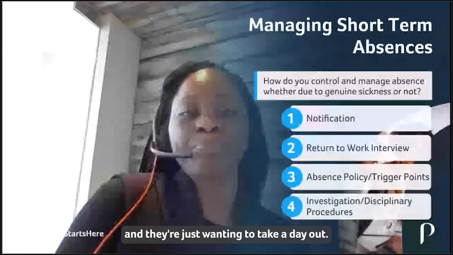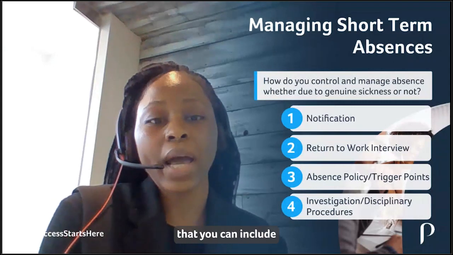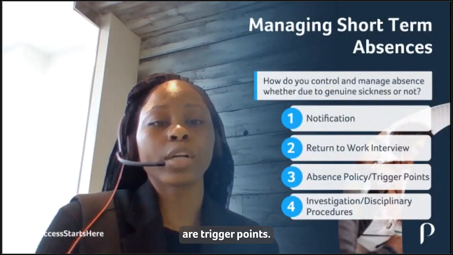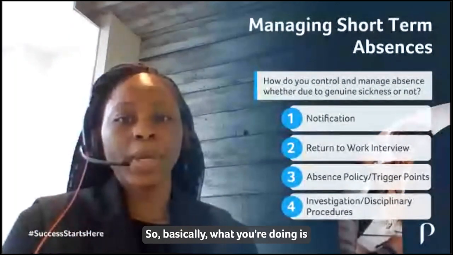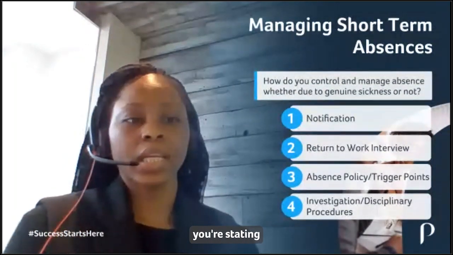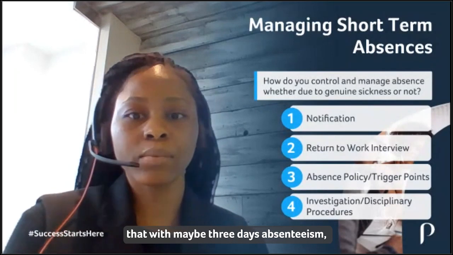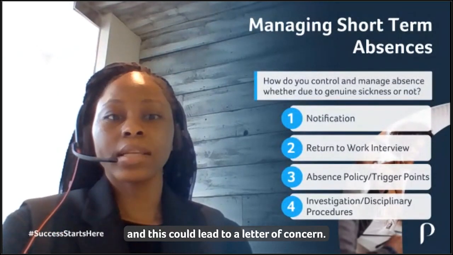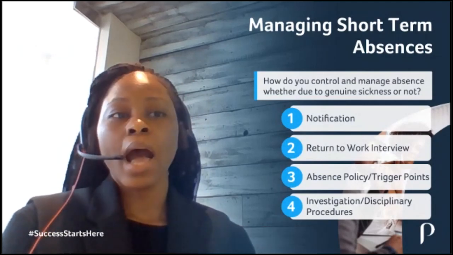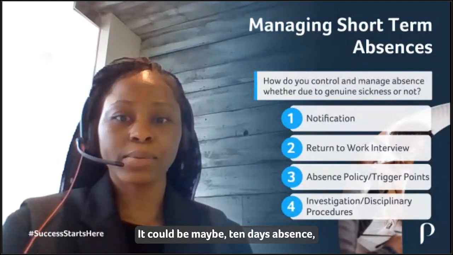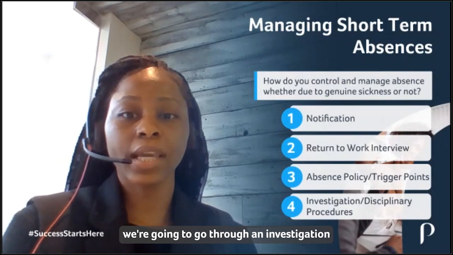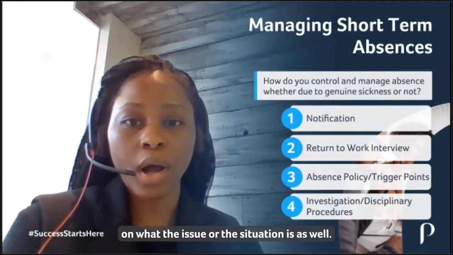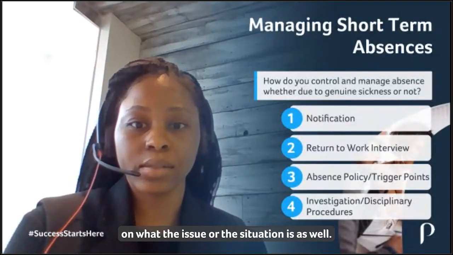Another thing that you can include within the absence management policy are trigger points. So basically what you're doing is stating that maybe at 3 days of absenteeism, we might have to go through investigations, and this could lead to a letter of concern. It could be maybe 10 days of absence, we're going to go through an investigation, and this could lead to a disciplinary, depending on what the issue or the situation is as well.